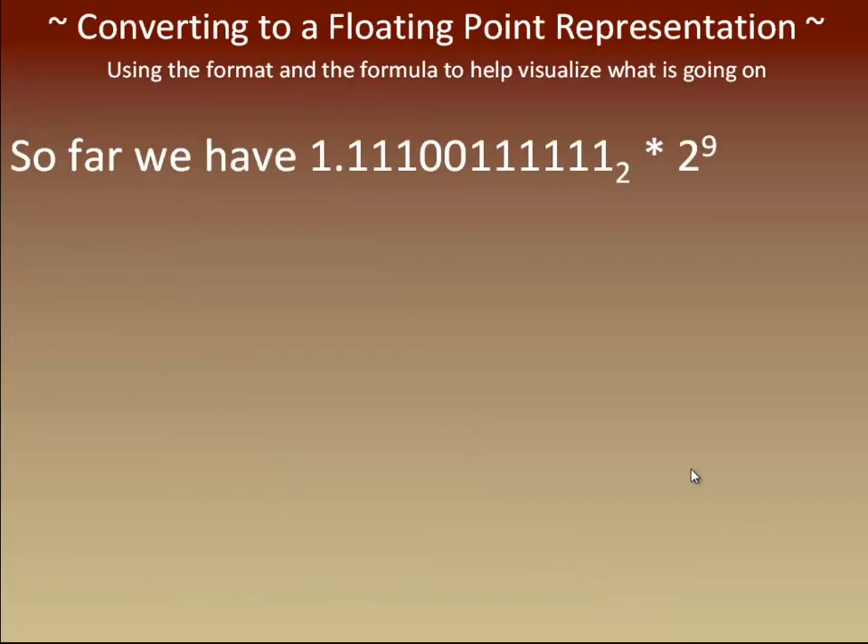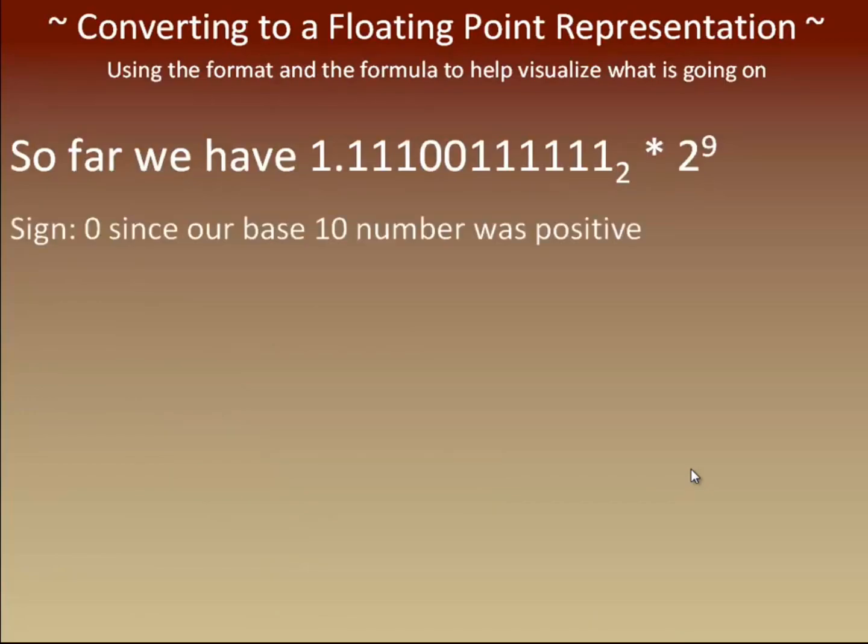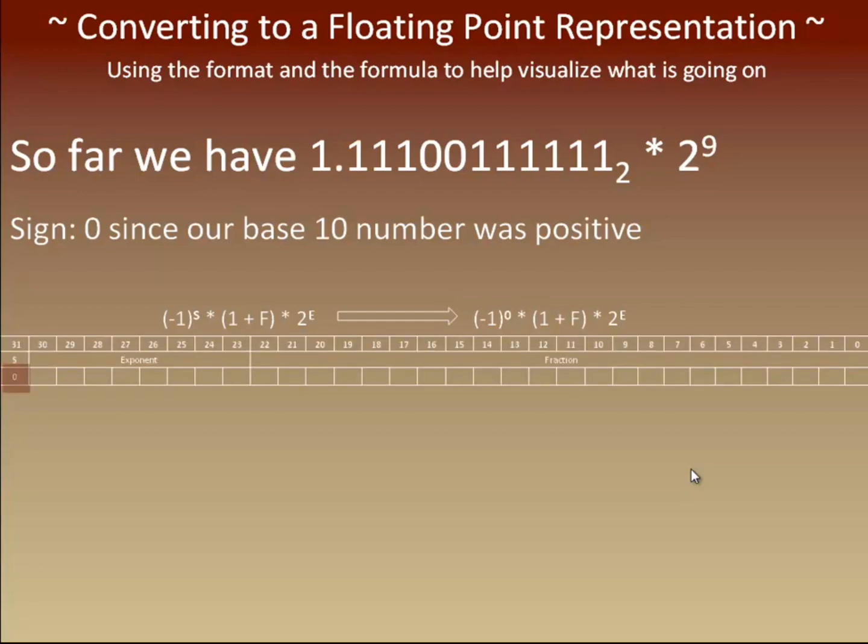We have figured out that the sign is 0 because the number is positive. So recall the formula we were using earlier: negative 1 to the sign power times our mantissa times 2 to the e power. Well, let's take the information we have and plug it into that format. For the sign, we'll plug in 0. So now our negative 1 in parentheses to the sign power becomes negative 1 to the 0 power. Once we plug in the 0, this is how our formula looks right now.